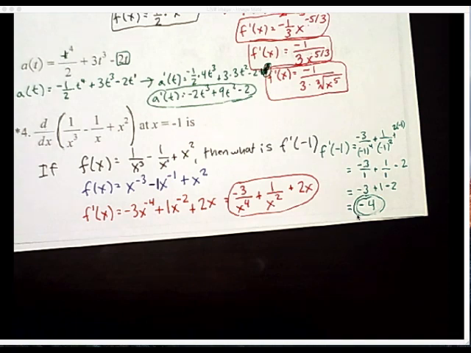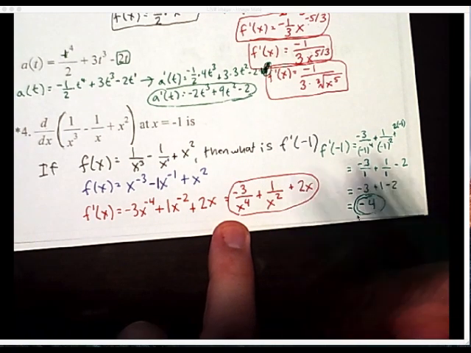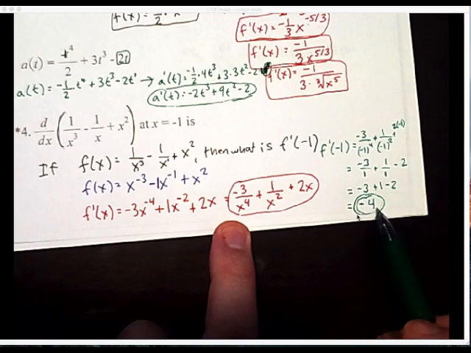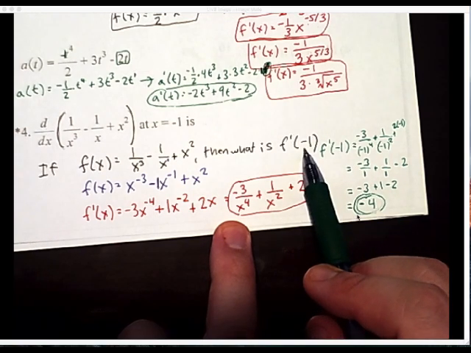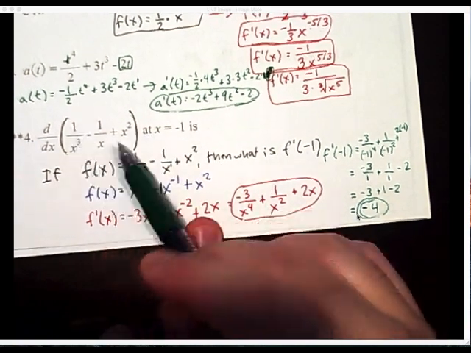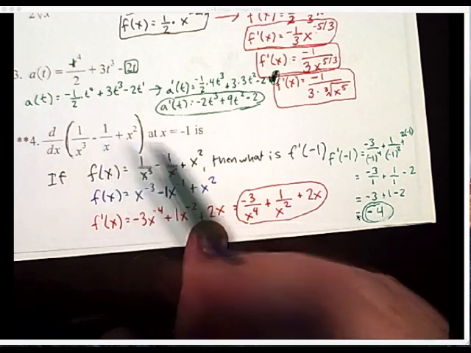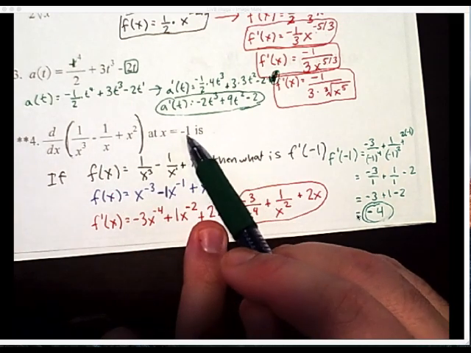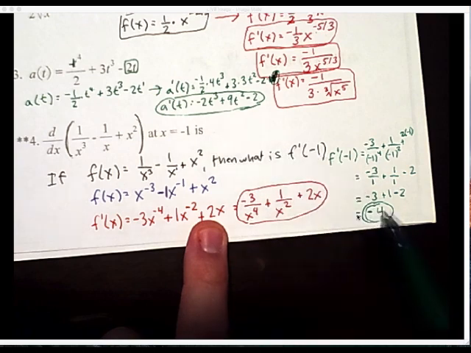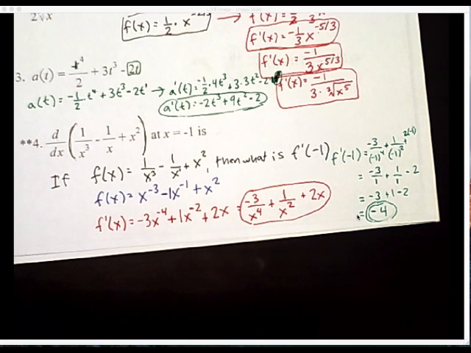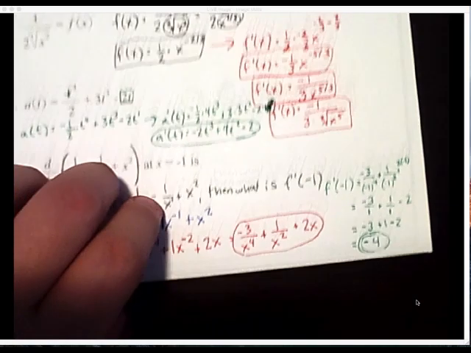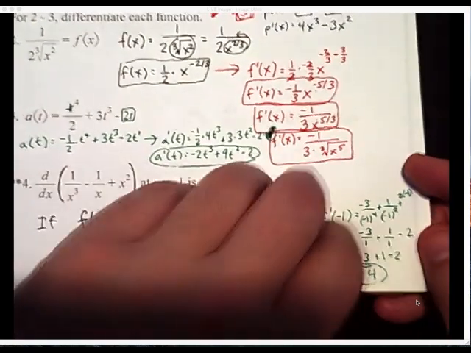So that's the answer. This is the derivative function, and this is what the derivative is evaluated at an x value of -1. So this original curve, if I drew in a tangent line at an x value of -1, the tangent line would have a slope of -4. Some more practice here on the back.